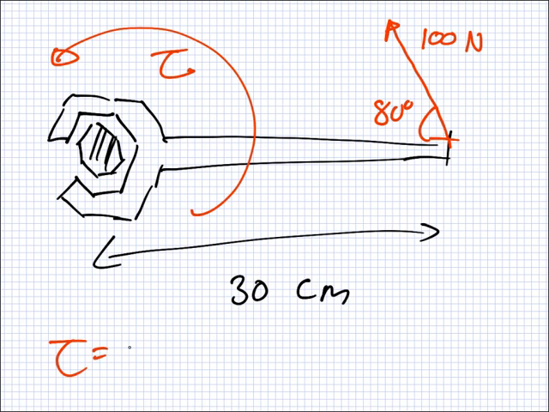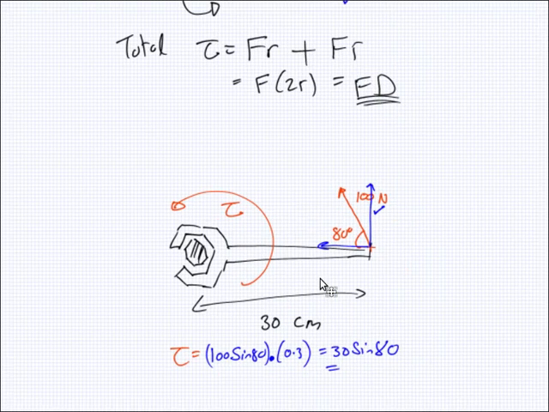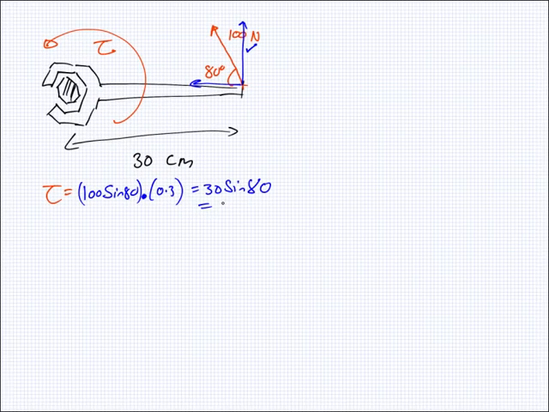So I'll use force times distance. But do I use the 100? No. What do I need to use? Which one? No, 100 sine, because you're using this one. And the distance? 0.03. So that would be 30 sine 80, which is... 29.54. Okay, like that.